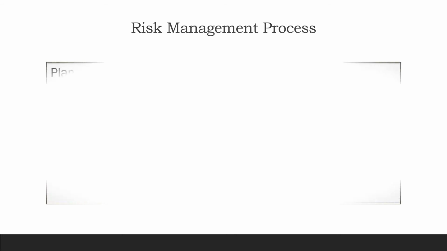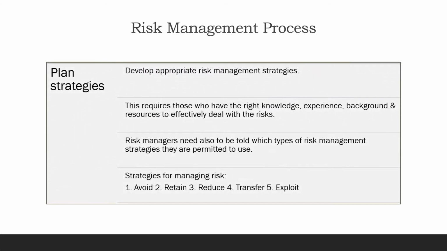Third step is planning strategies. This step focuses on developing appropriate risk management strategies. This requires those who have the right knowledge, experience, background and resources to effectively deal with the risks. Risk managers also need to be told which types of risk management strategies they are permitted to use. There are 5 types of strategies for managing risk, that is avoid, retain, reduce, transfer, and exploit. All of these strategies will be explained later on in the slide.